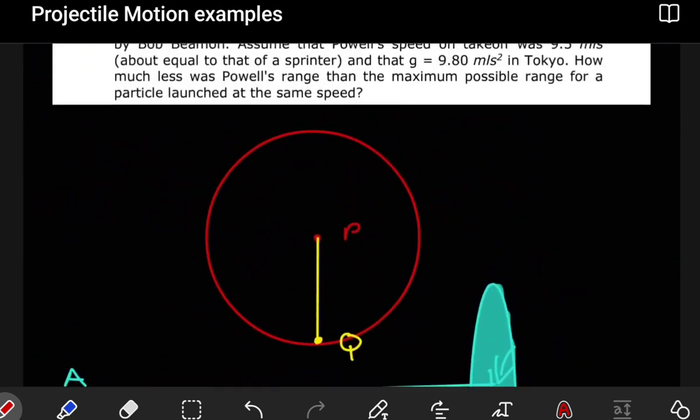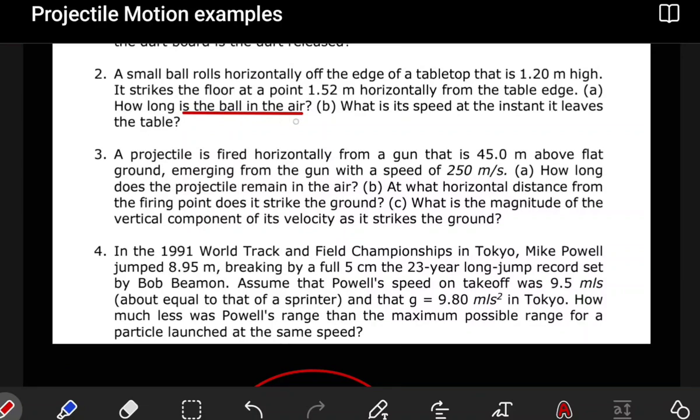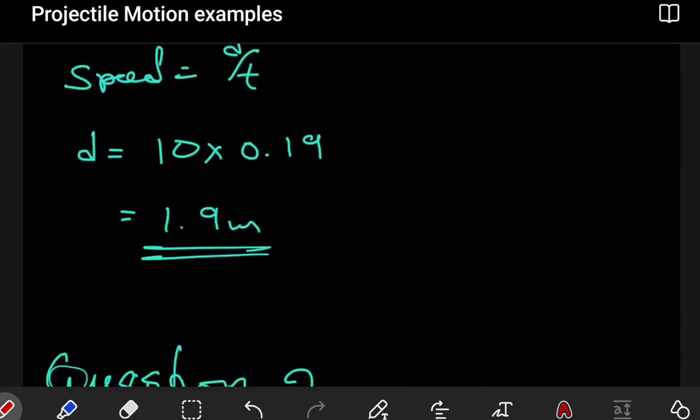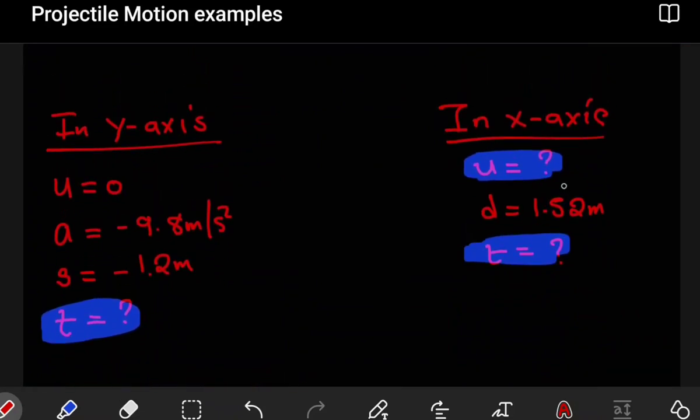Which was the first part. How long was the ball in the air? In the second part, they are saying what is the speed at which, at the instant, it leaves the table. Because we're looking for the speed there, of course, we see to say that in our information, the speed is only present in the initial velocity. The time it takes to fall down, we've seen that this is 0.495. So that will be the same time here as well.